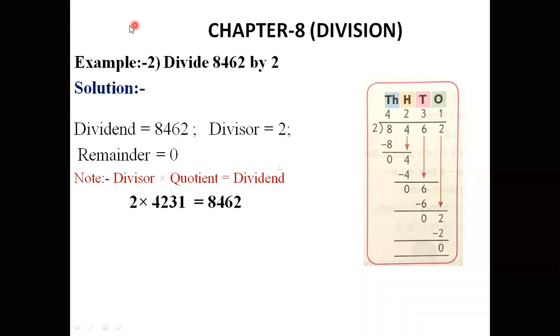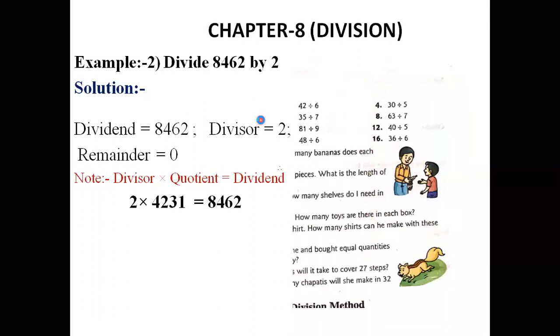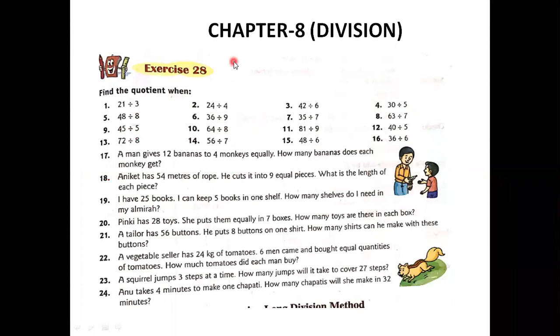And now what is the quotient here? 4231. Now children, in this way we can find the 2 as the divisor, and 4231 is the quotient. When we multiply the divisor by the quotient, we get 8462. Now in this way we can check the result. From these two situations, we will try to understand exercise 28.